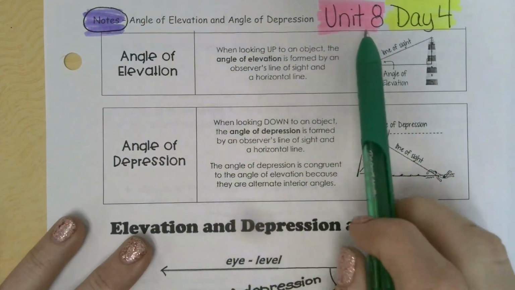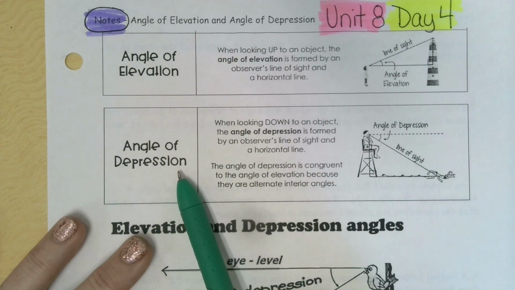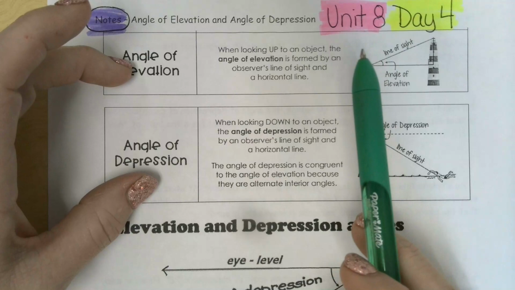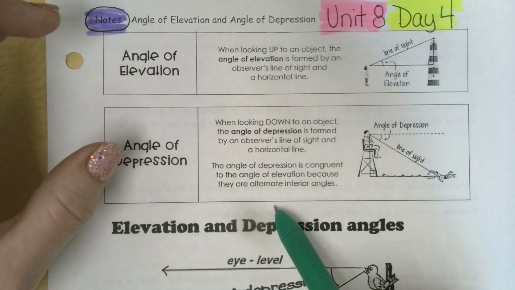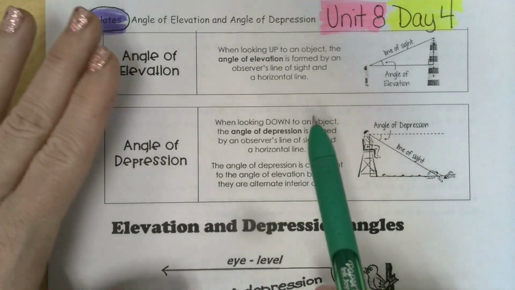So we are looking at Unit 8, Day 4, angle of elevation and angle of depression. Now these definitions, I don't put them in your vocab, but if they showed up on a vocab test, you would be responsible for knowing them after I've taught them to you.